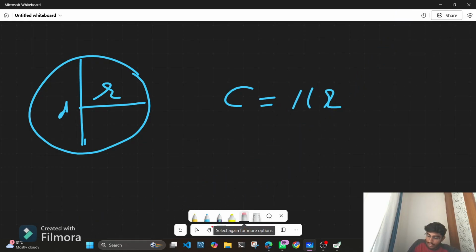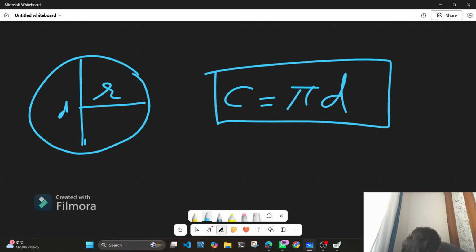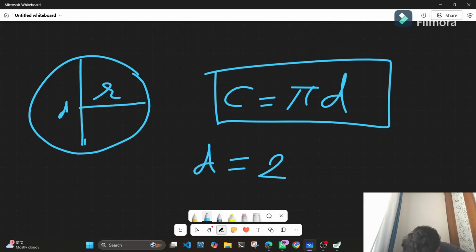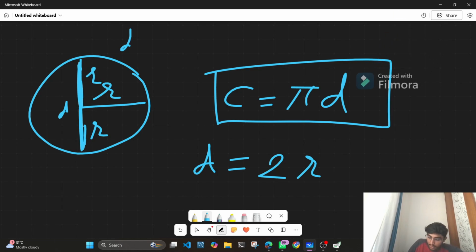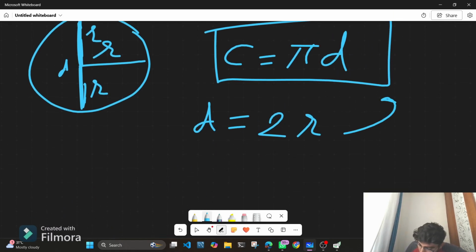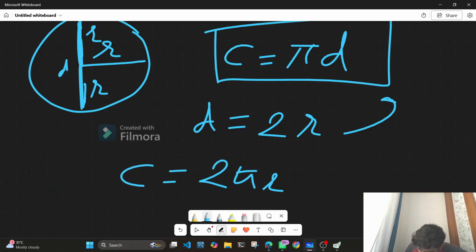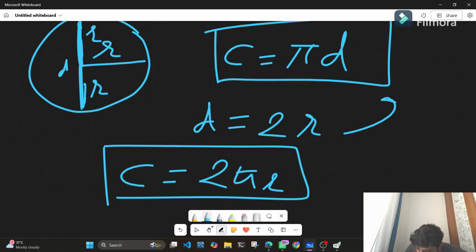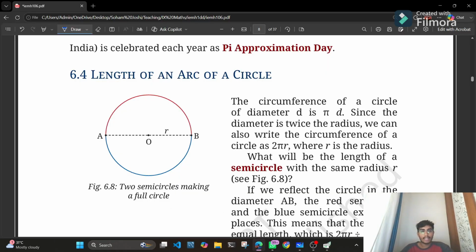Firstly, it is given as pi d. Now we know that the diameter is equal to two times the radius, right? Because this is also radius, this is also radius. So diameter is equal to two times radius. If you substitute this value into this equation, we get circumference is equal to 2 pi r. So we can use either of the two formulas to solve our questions, and we'll get an answer.